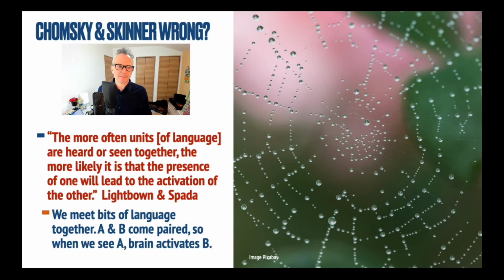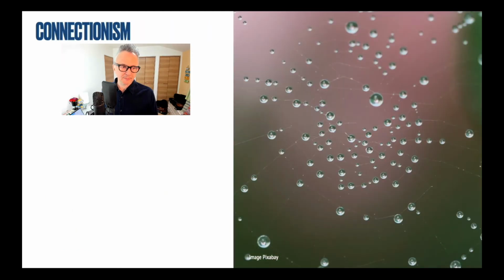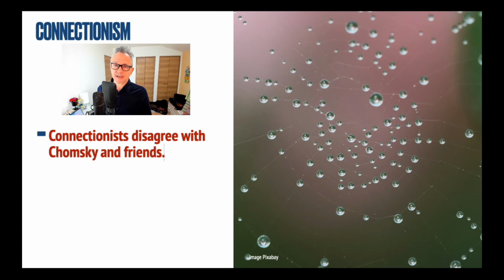Translation: we meet bits of language together. So A and B come paired, they come together. So when we see A, the brain activates B. So when one of the bubbles in this web is touched, it causes other bubbles to move. Good example, I think. So connectionists disagree with Chomsky and friends.